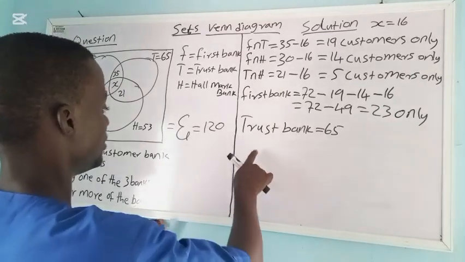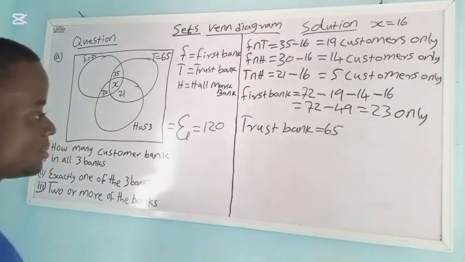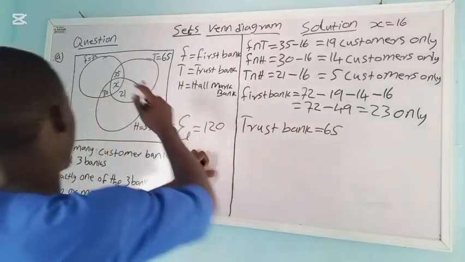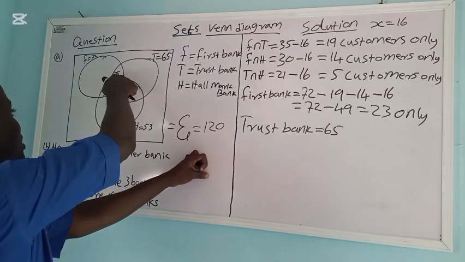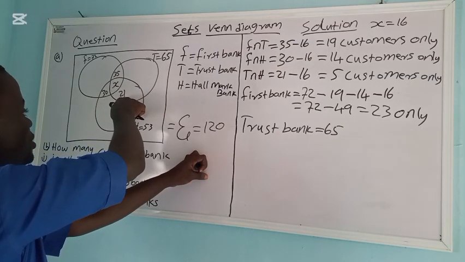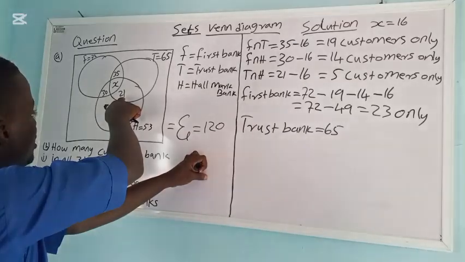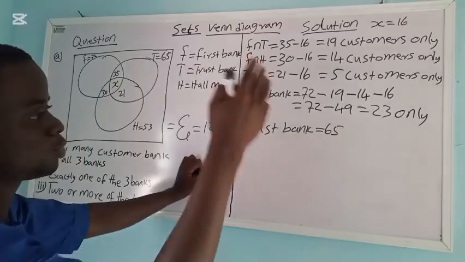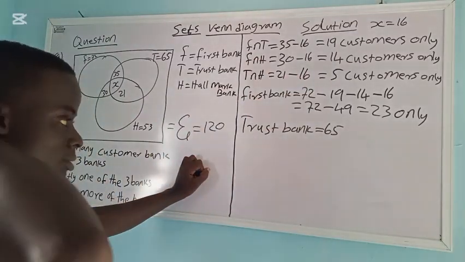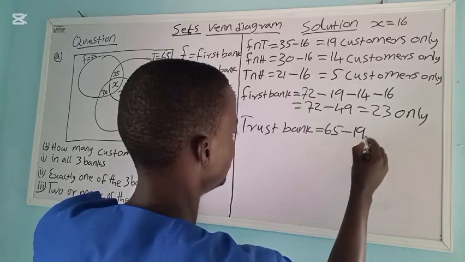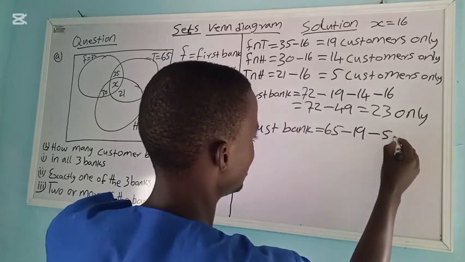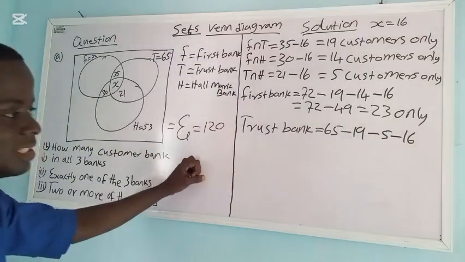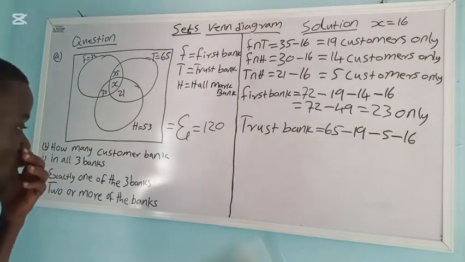Alright, so now let's go to Trust Bank. Let's minus people that use only 2 banks that are attached to Trust Bank. We have this 30 and then 21. And we know that in this 21 it is 5 and in this 35 it is 19, which are the people that use only the 2. So it's just those people that we will minus. So we'll have minus 19, minus 5, and then minus 16. The 16 is the x, because 16 are the people that use all the 3 banks.